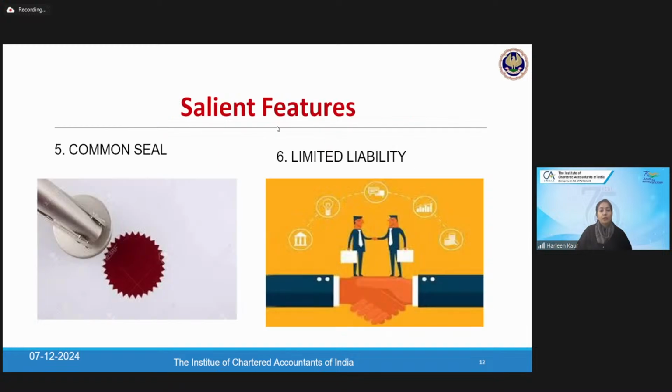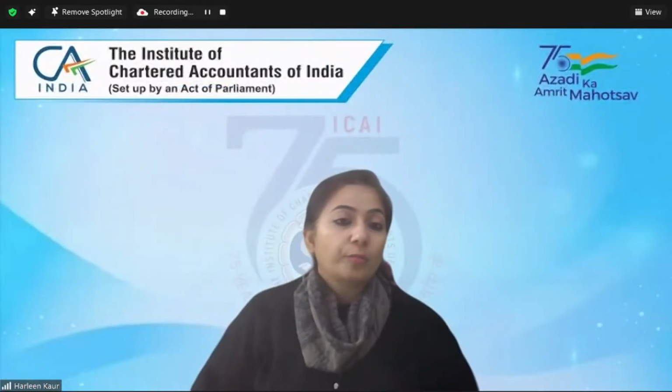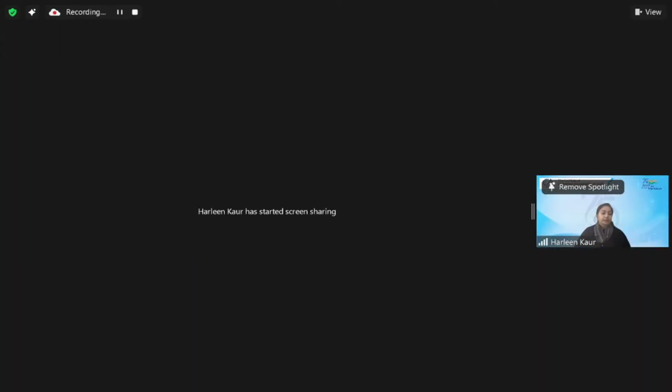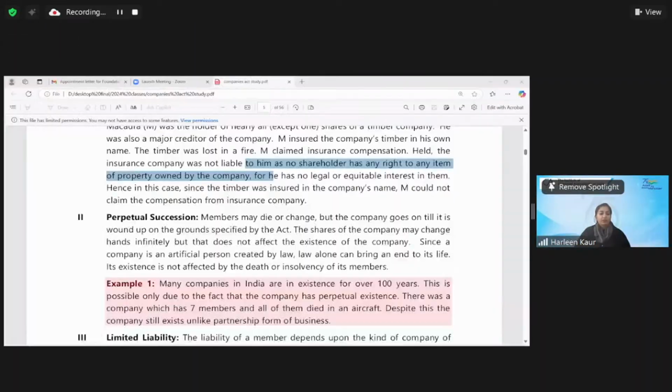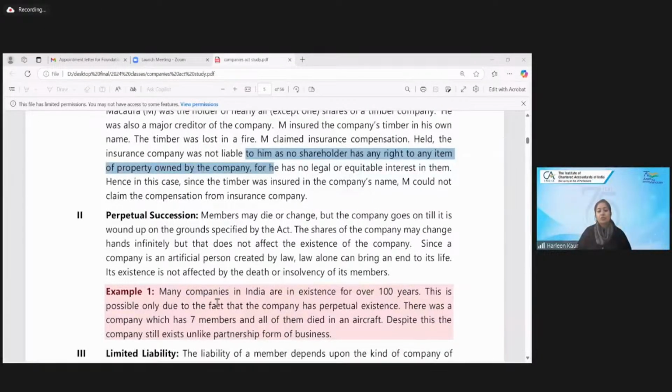Now let's go to the point of common seal from the module because it is a very important topic. A 3 marks question can come related to common seal. Let's try to cover that. So perpetual succession, they have given you many companies are in existence for more than 100 years. There are companies in existence for more than 100 years. This is possible due to the fact that the company has perpetual succession.